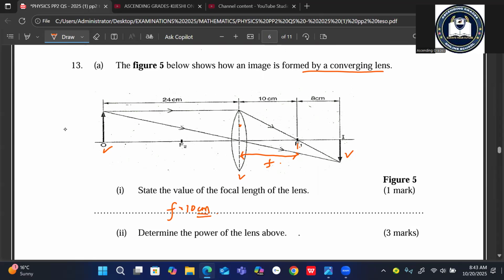Then you are also told to determine the power of the lens above. Power is given by the inverse of the focal length. And the focal length in this formula must be substituted in SI units. So it will be 1 over this one, converted into meters, which becomes 0.1 meters. Then this becomes 10 diopters. So the units here are called diopters.